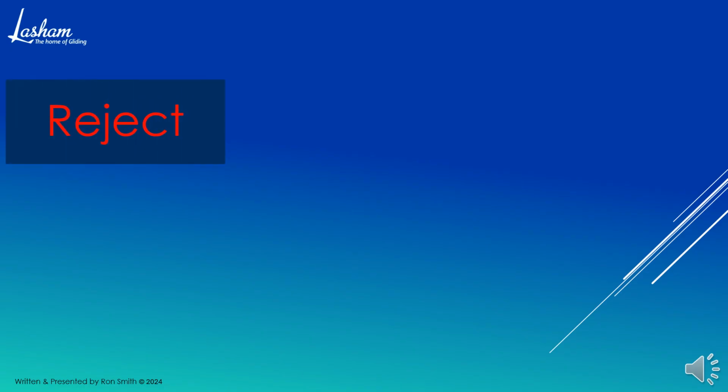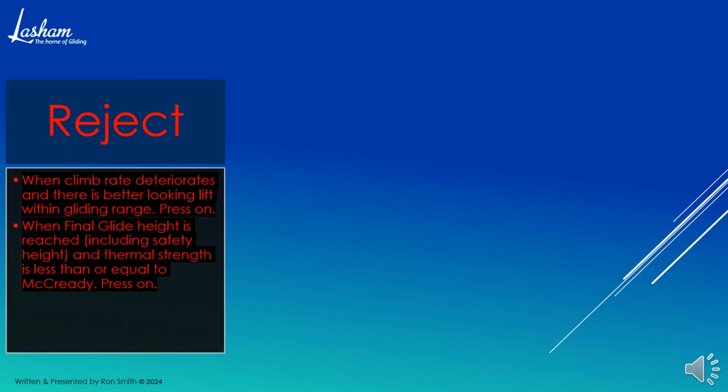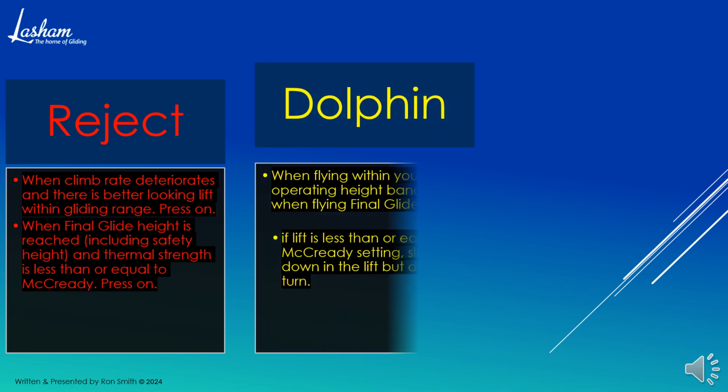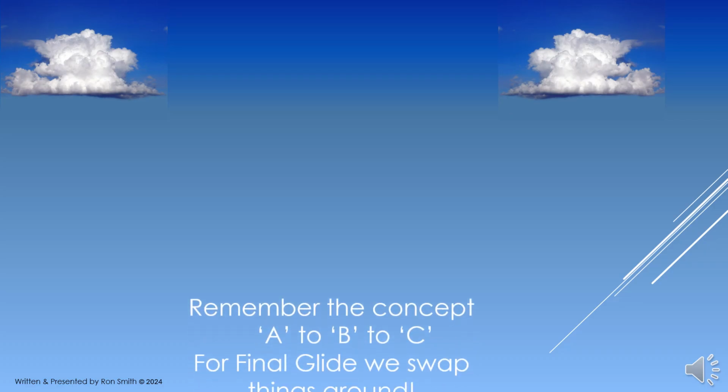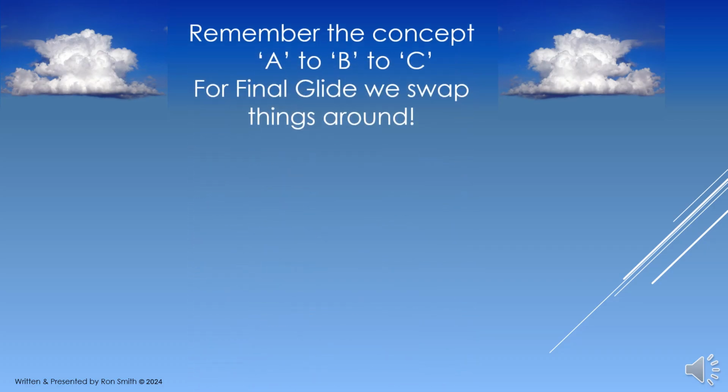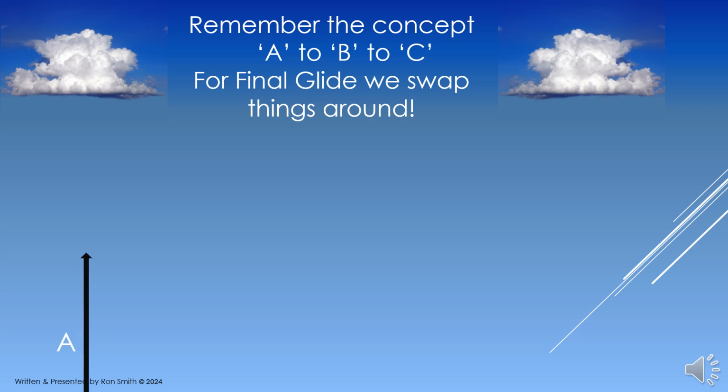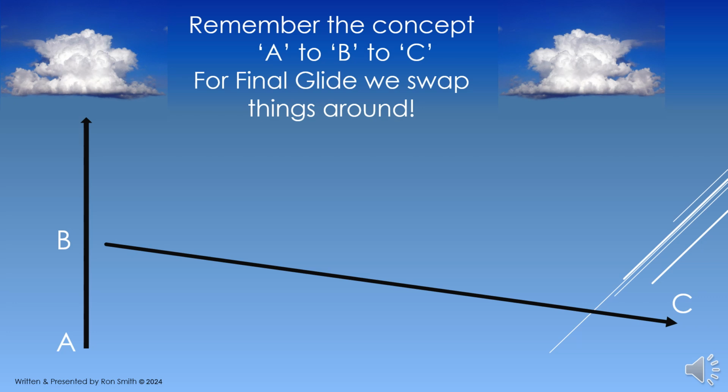Rejection of lift is quite often more important than accepting lift. Either way, we need to decide when to reject lift, when to dolphin climb, and when to stop and climb in the stronger thermals. For final glides, the concept of A to B to C is very similar, but this time we climb from A to B and we glide from B to C. The burning question is, how high do we climb and how fast do we glide home?